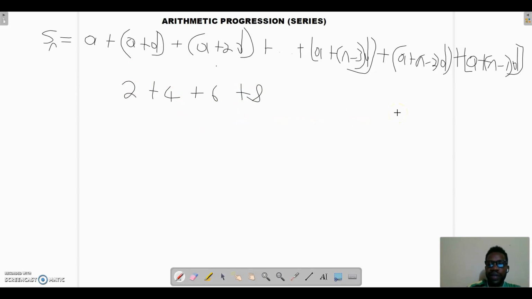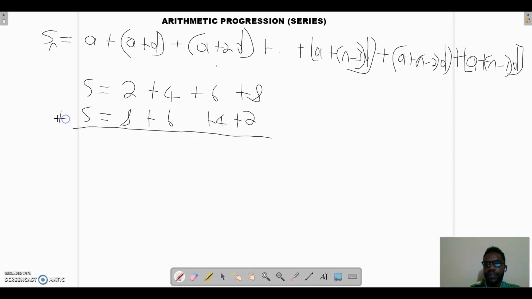Now, let me call this series S. If I were to take the same series and turn it around, I would have 8 plus 6 plus 4 plus 2. But here's where the magic happens. If we were to add these two series, I would have 2S equal, now notice that 8 plus 2 is 10, 6 plus 4 is 10, 4 plus 6 is 10, and 8 plus 2 is 10.